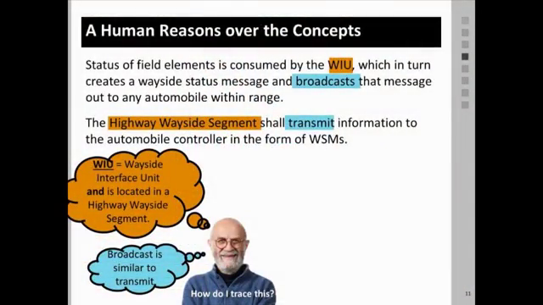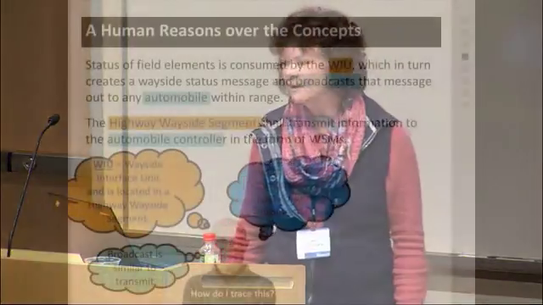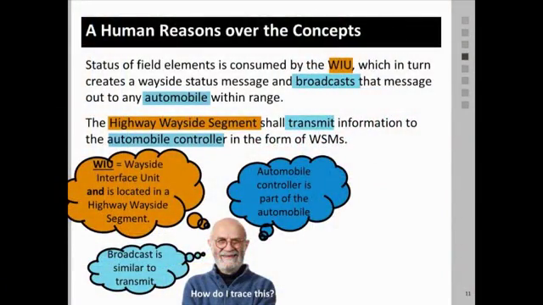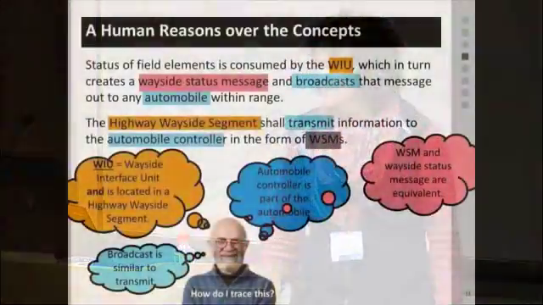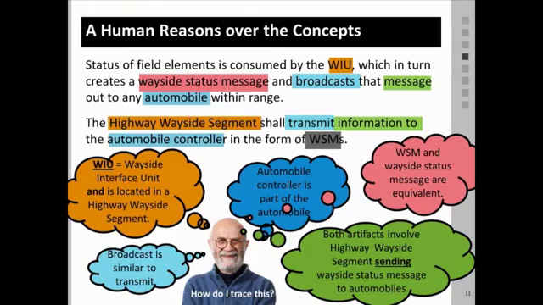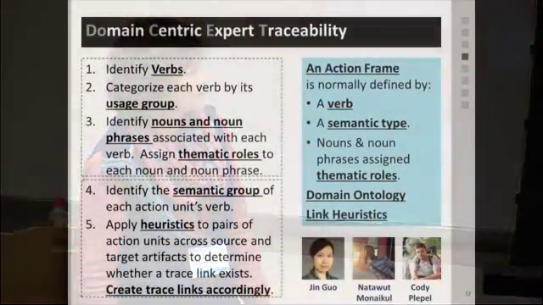He knows what acronyms stand for. He knows when words have similar meanings. He knows what is part of other things. So an automobile controller is part of an automobile. And he can reason, or she can reason, about all of these things and determine if a trace link exists. So this was our quest to build this much more intelligent traceability system that would be able to return highly accurate trace links.